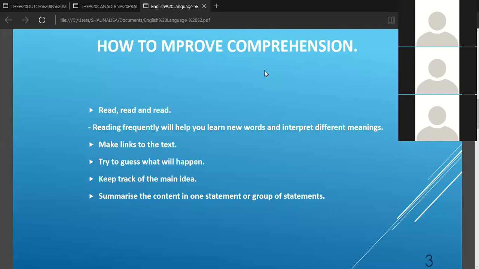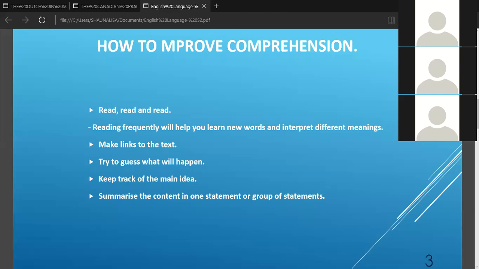They become part of our vocabulary and we can play around with them very well. And when they turn up in a paper, we know them and we can use them and comprehend them and get all the marks we need to get at the end of the day. So reading frequently will help you learn new words and interpret different meanings, because you've really come across very many words. You've come across a given word and it can be used in different contexts and you can interpret it. So it is very, very important to read and read and read. The more exposed you are, the better off you are as a student of language.